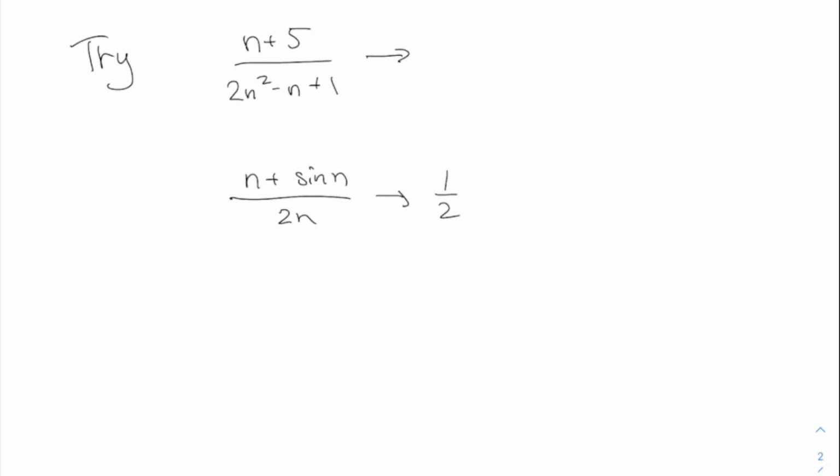If you take away the n squared, it's... And then just take away the positive one too. It's still going to be one.